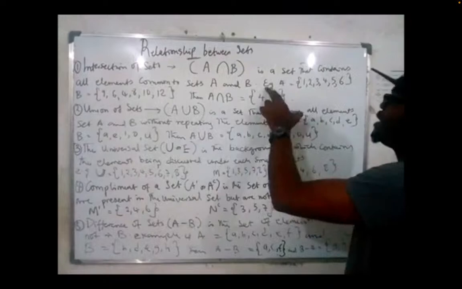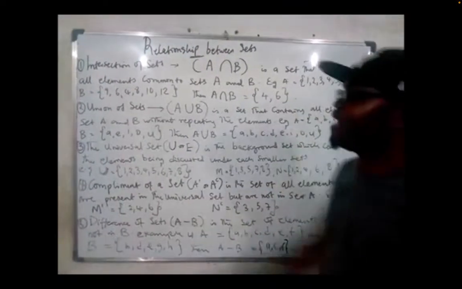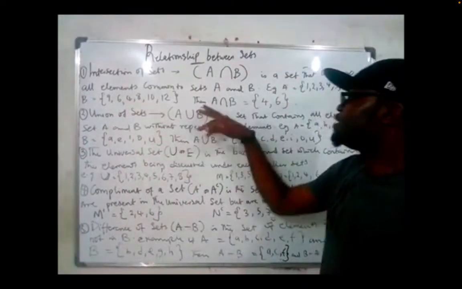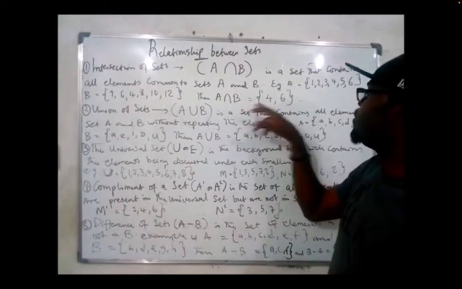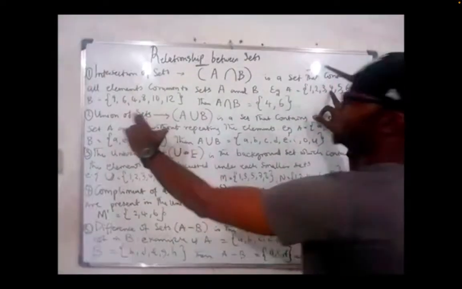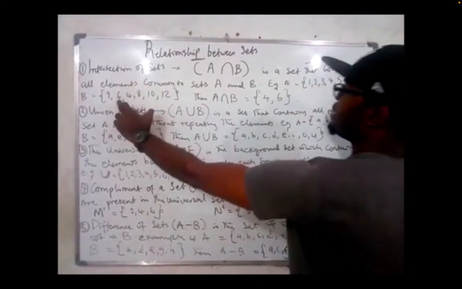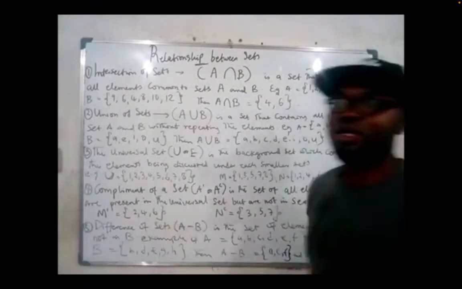Example, when you have set A containing 1, 2, 3, 4, 5, 6, and you have set B containing 9, 6, 4, 8, 10, 12, then the intersection of A and B will be 4 and 6, because 4 is in A and 4 is in B. 6 is in A and 6 is in B. That's why the intersection is only these two elements that they have in common.